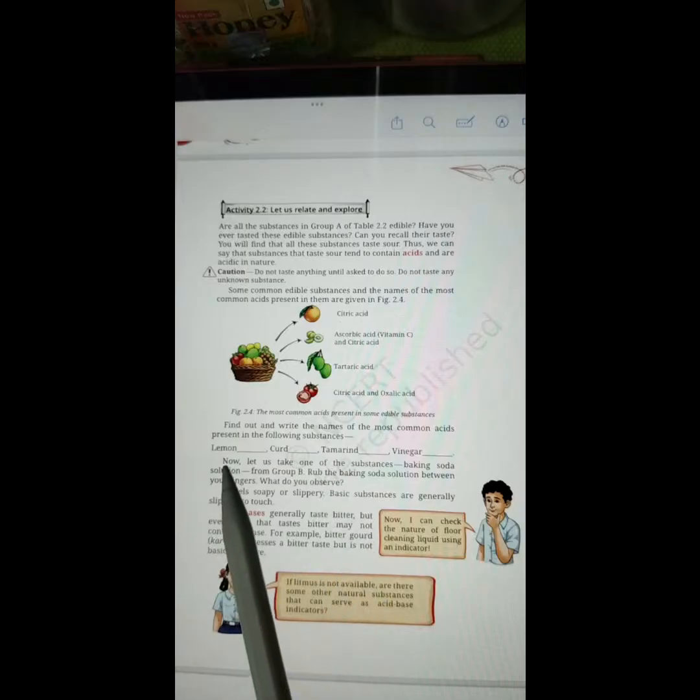Find out and write the names of the most common acids present in the following substances. So, lemon has citric acid, curd has lactic acid, tamarind has tartaric acid, and vinegar has acetic acid.